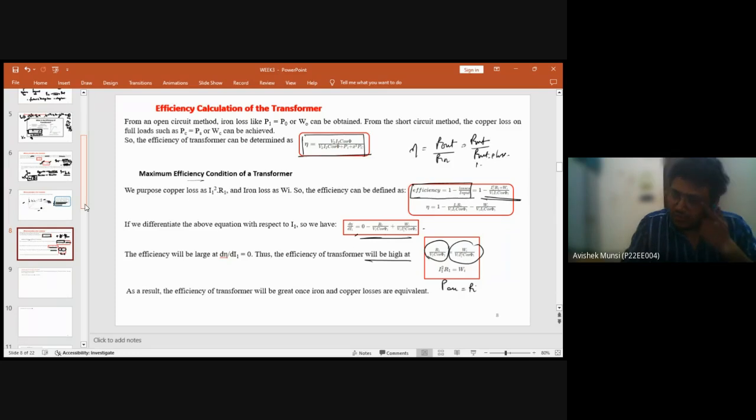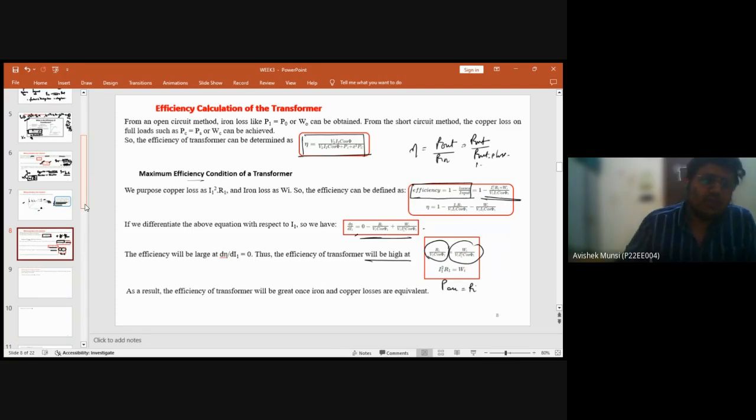So now we will move into some problems. Based on this formula, I will discuss some problems, and after that I will discuss a little bit about the short circuit and the open circuit test, which we do basically for copper loss and core loss calculation. We will discuss a problem on that, and we will end our class.